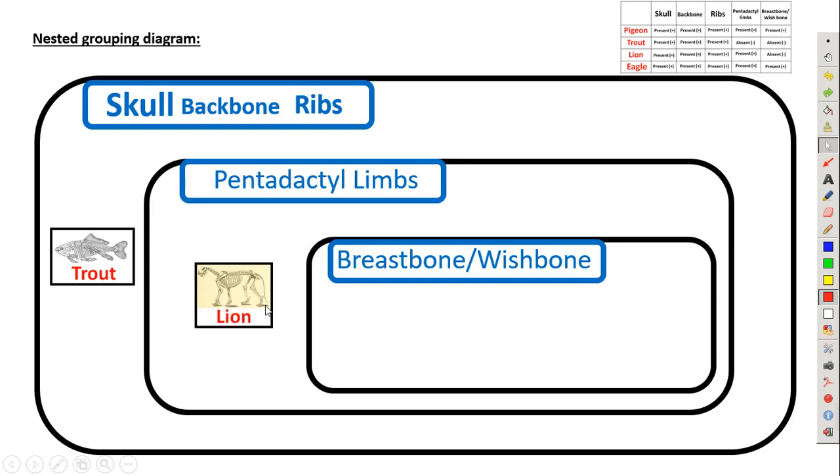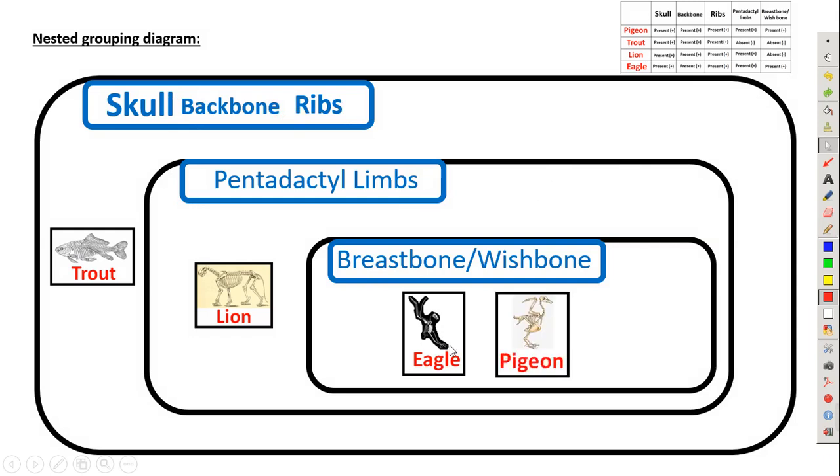Now that we've done this, we can place the lion. If the lion is placed here, it means that the lion has the skull, the backbone, the ribs and the pentadactyl limbs, but it doesn't have breastbone and wishbone. And finally, in this last box, we've got eagle and pigeon. They're more closely related and they will have wishbone and breastbone, but they also have pentadactyl limbs and they also have skull, backbone and ribs.